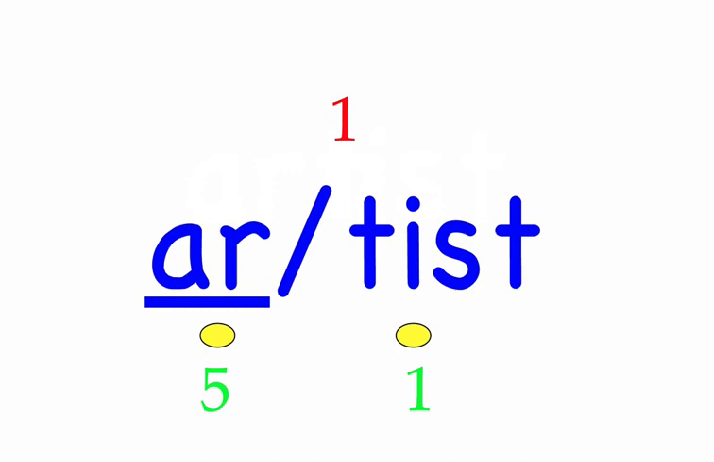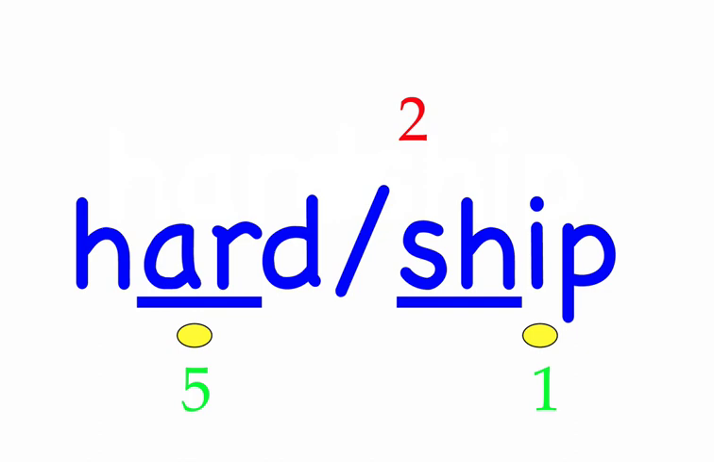Hardship. There is a great deal of hardship in this program. Hardship. Hard, three sounds. H, ar, d. Ship, three sounds. Sh, i, p. Hardship. Mark the word. Hardship is a compound word composed of two separate words, hard and ship, and you join them together to create a new word.